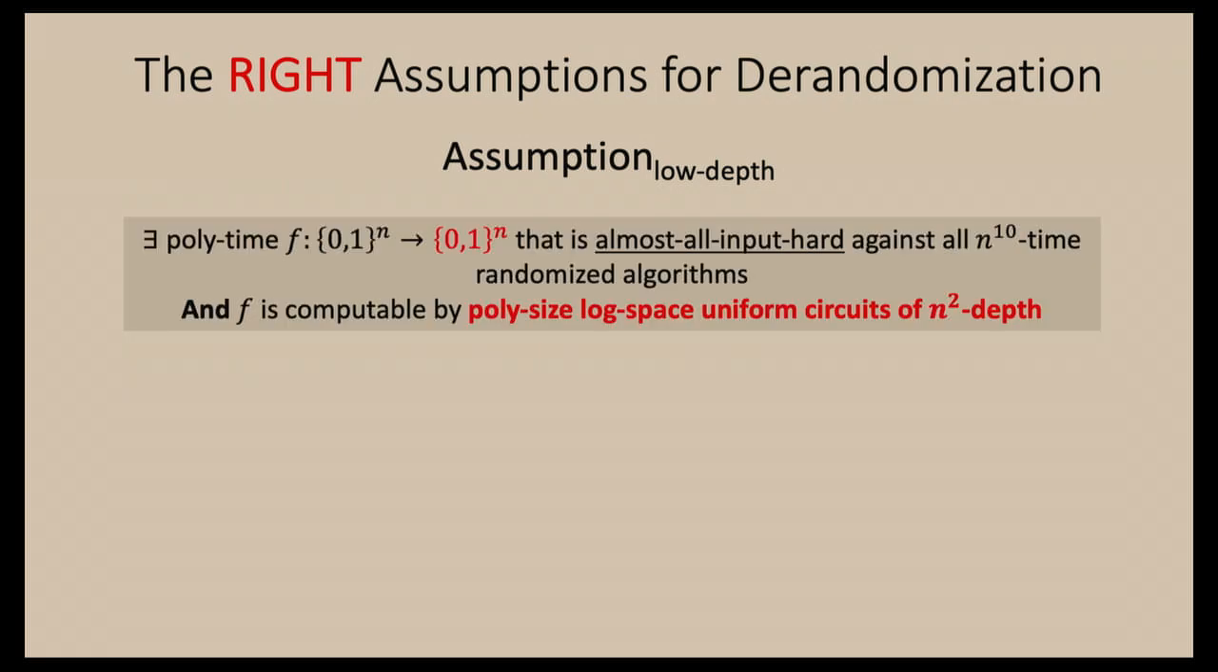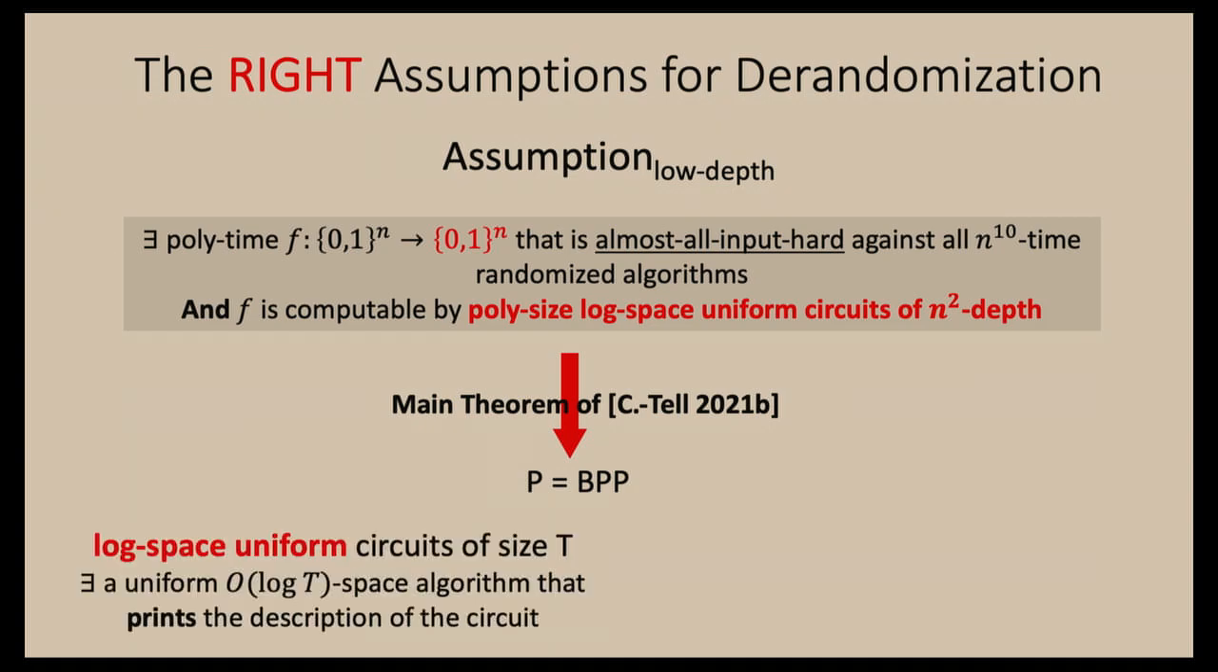We'll talk. So, sadly, we cannot show the previous assumption is really necessary. But what we can show is that if you add one more twist to its hard function, if you further assume this F is computable by polynomial size, log space, uniform circuits of n squared steps, then we can obtain P equals PPP. Okay, so I should say what I mean by log space uniform circuit of size T. It just means that there exists a log space machine that prints the description of the circuit.